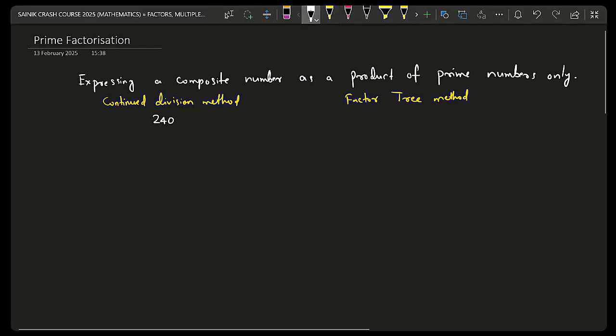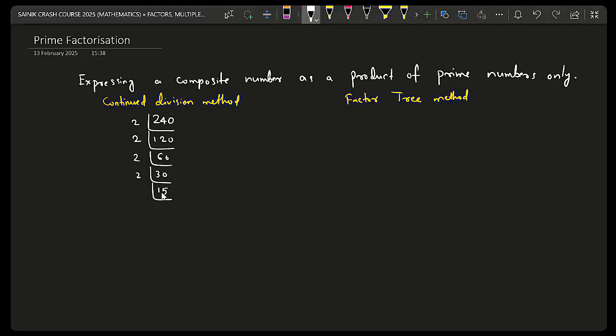So 240. In this continued division method, you are allowed to divide only by prime numbers. First check by the first prime number. We know the first prime number is 2. So with 2 we can divide. 2 ones are 2, 2 twos are 4 and 0. Again check by 2. Is it divisible by 2? Yes, we know the divisibility rule of 2. Last digit is 0, it's divisible. 2 sixes are 12 and 0. Again it's divisible by 2. 2 into 3 is 6 and 0. Again divisible by 2. 2 into 15 is 30. Now it is not divisible by 2.